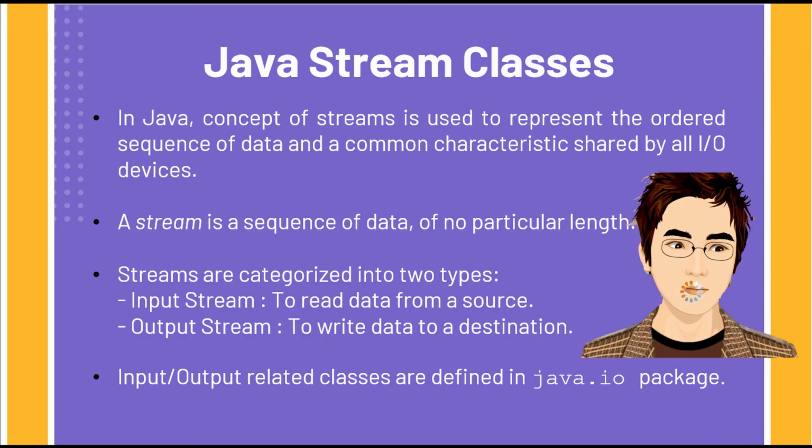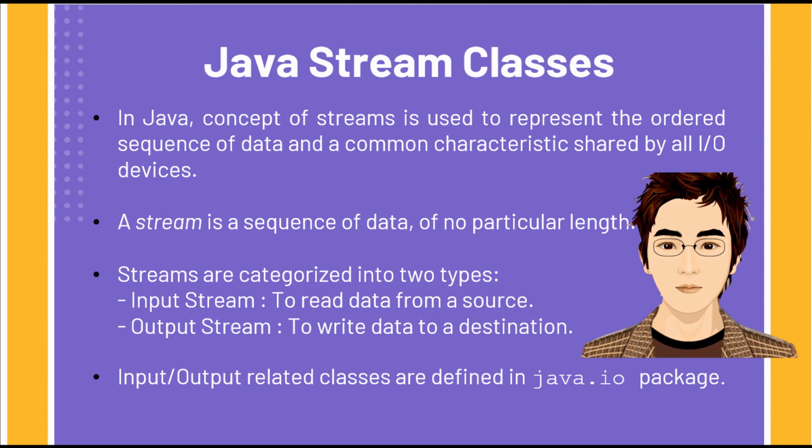In Java, the concept of streams is used to represent the ordered sequence of data and a common characteristic shared by all I/O devices. A stream is a sequence of data, of no particular length. Streams are categorized into two types. 1. Input stream, to read data from a source. 2. Output stream, to write data to a destination.